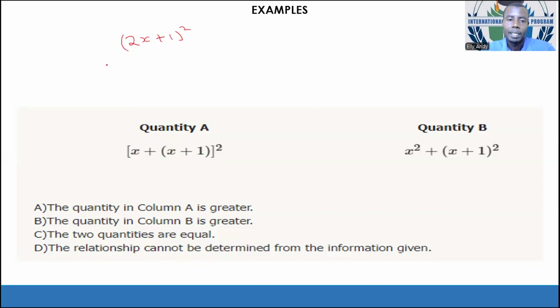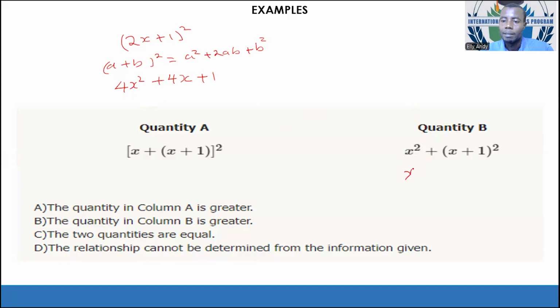Now, remember the identity (A + B) squared, giving us A squared plus 2AB plus B squared. We can use this identity to expand this bracket in a few seconds. So this one can be 4x squared plus 4x plus 1. Okay, so we can stop there.